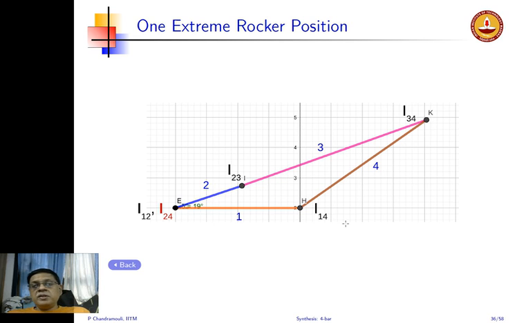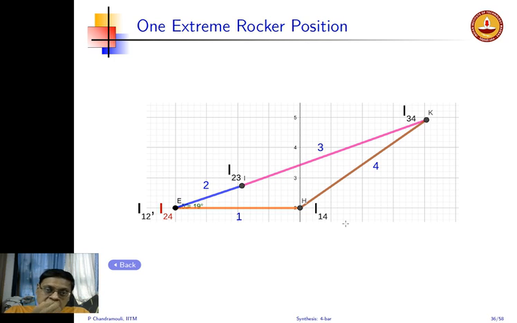So E is a joint between link 1 and 2, so that also corresponds to instantaneous center I12. I, which is the joint between 2 and 3, corresponds to instantaneous center I23. K is the joint between links 3, which is the magenta one, and 4, which is dark red. So that is I34, and H is basically the instantaneous center I14, which is a joint between link 1 and 4.